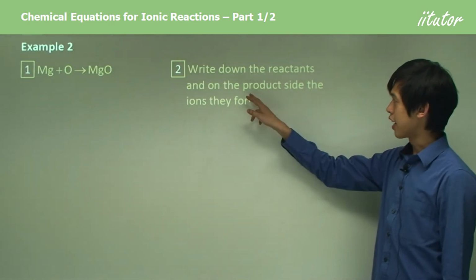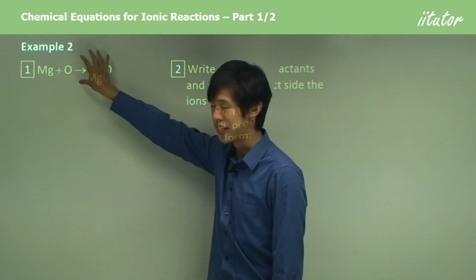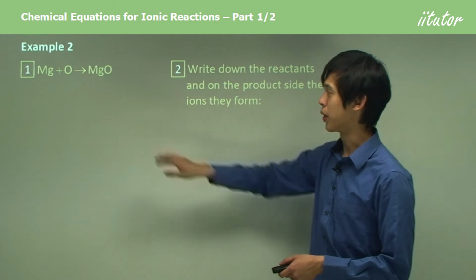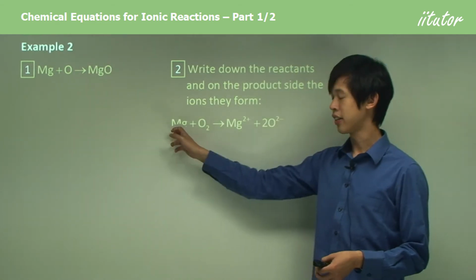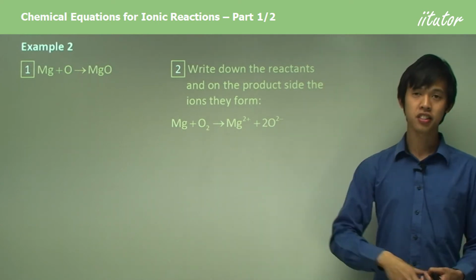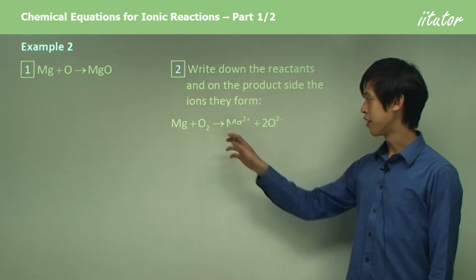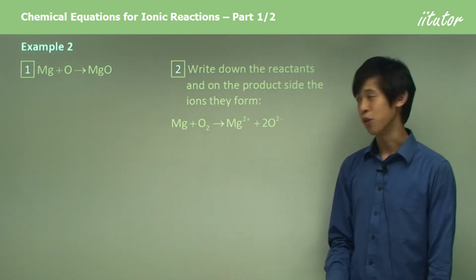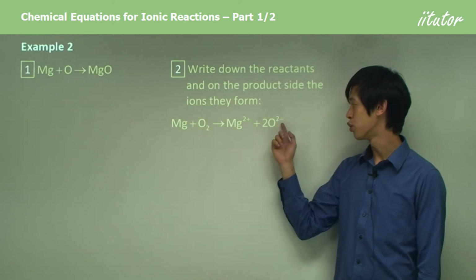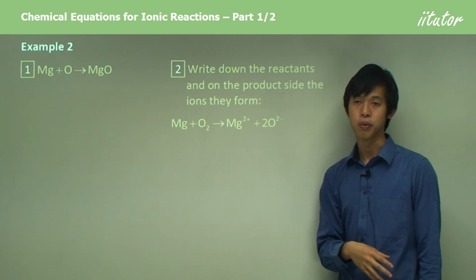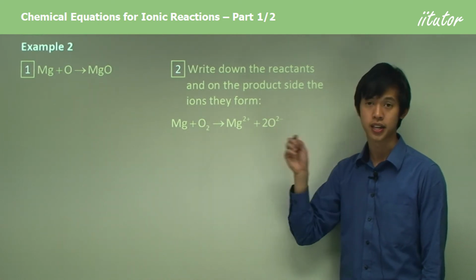Write down the reactants, and on the product side, the ions that they form. Now we're going to move away from this. This is our ideal case, but we only use this to figure out what this last bit was. Now we write down the reactants. Mg is a metal, but oxygen doesn't exist as O. It exists as O2, so we have to write that down. And then on this side, we're going to write down the ions that they actually form. So you can see Mg2+ is the ion that we form, and O2- is the other ion, the negative ion that we form. And there's 2 of them to balance the oxygens. So there's 2 oxygens here, but there's going to be 2 on this side as well.